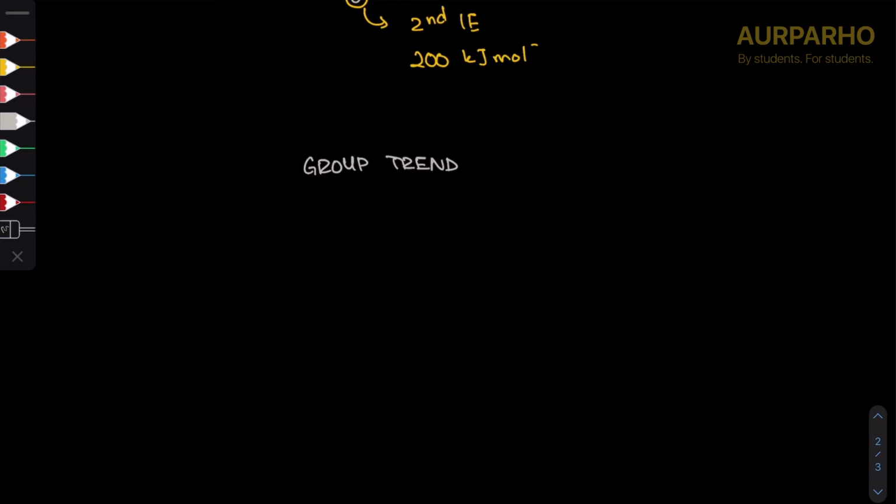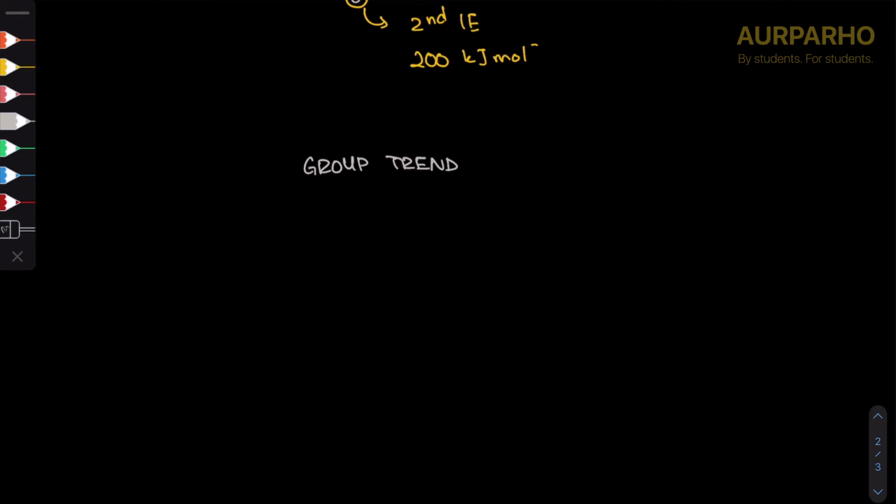Here we won't concern ourselves with successive ionization energies. We're just going to talk about first ionization energies and how that varies as you go from the top to bottom in a group. The trend is that it decreases as you go from the top to the bottom of any group. And here's why.